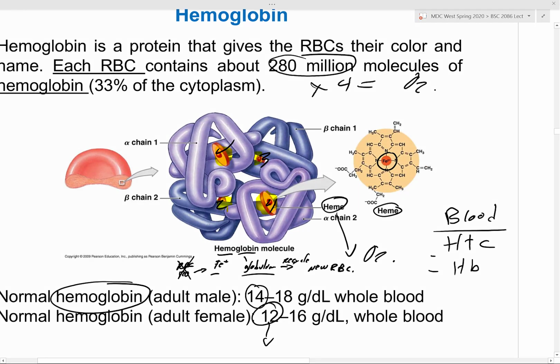When they do a blood test, they check for the amount of what? Total red blood cells, hematocrit, and hemoglobin. Okay?